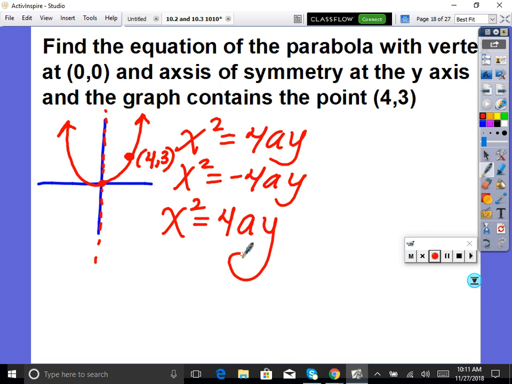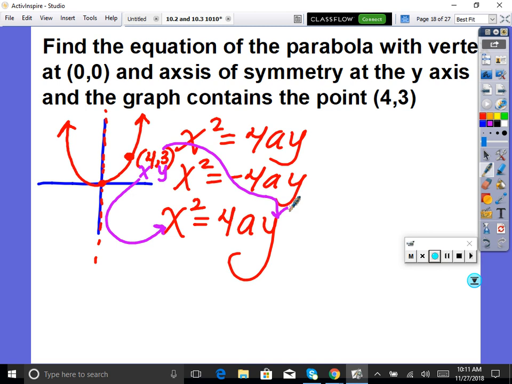Perfect. That's exactly what we're going to do. Way to think. So we do know this xy point, so we can plug that in for x, plug that in for y, and then we can solve for a. Because that's your next step, solve for a, every time, which is the directrix. Okay, so here we go.